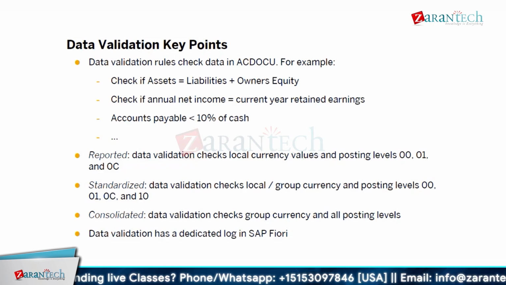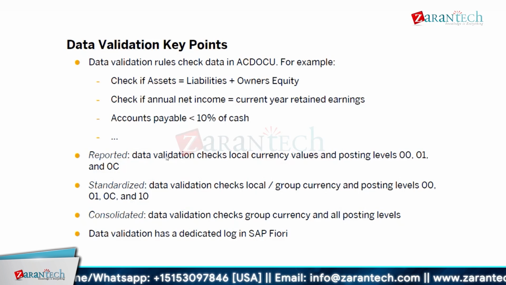In data validation, for whatever data is already there in ACDOCU, we are going to check with some formulas. For example, check if asset is equal to liability plus owner equity. This is one of the steps. Or check if net annual income is equal to current year retained earnings. That means the net income that we moved from my P&L to here should be equal. Then, accounts payable is less than 10% of cash. I'm just saying these are the formulas we want to validate. These formulas we have to configure in the system and link that validation method to our task. Then we can run it and the system will validate it.